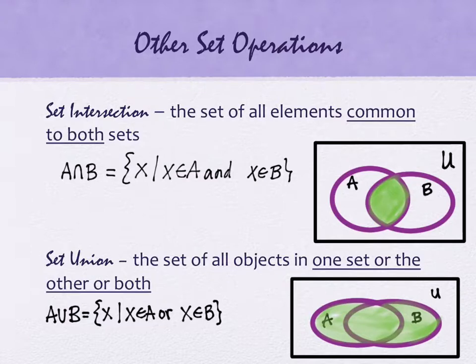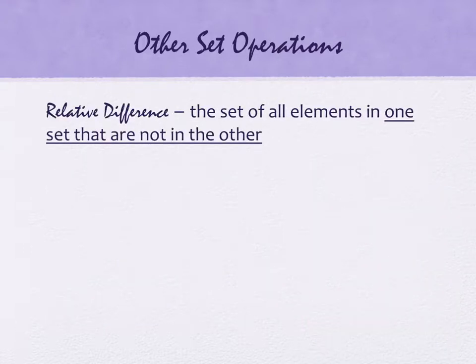Okay, so let's take a look at an example where we have that going on. Oh, there's one more. I'm sorry, I forgot about this guy. Relative difference. A relative difference is the set of all elements in one set that are not in the other.